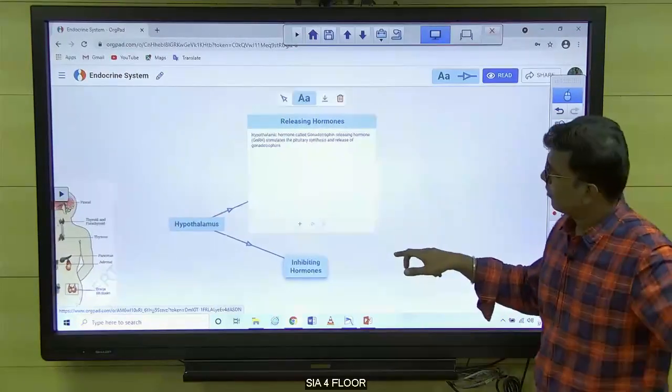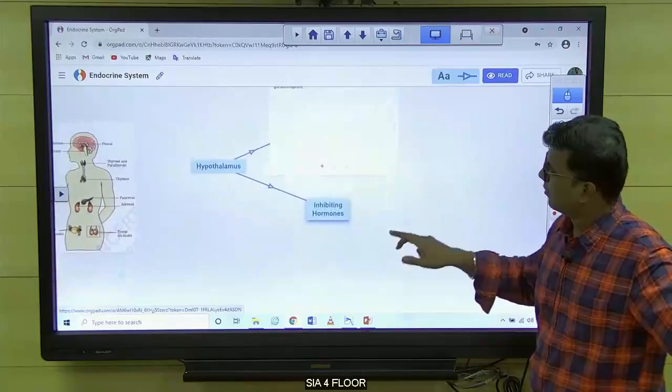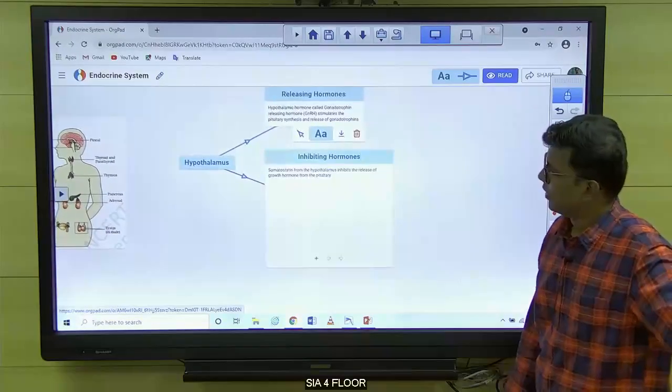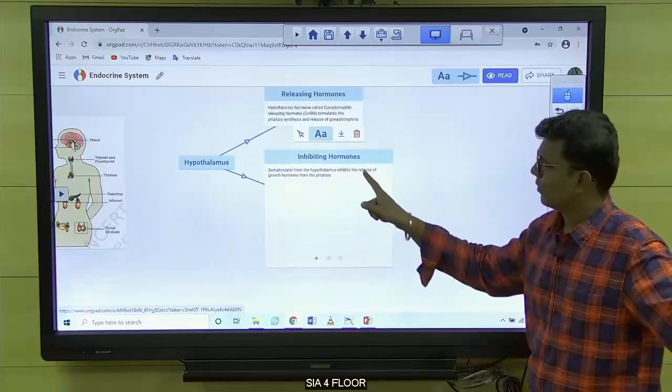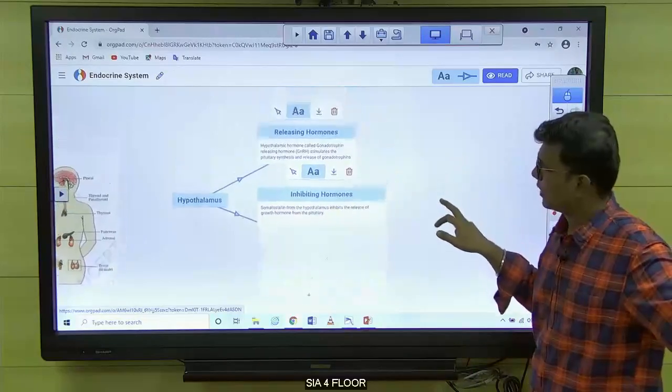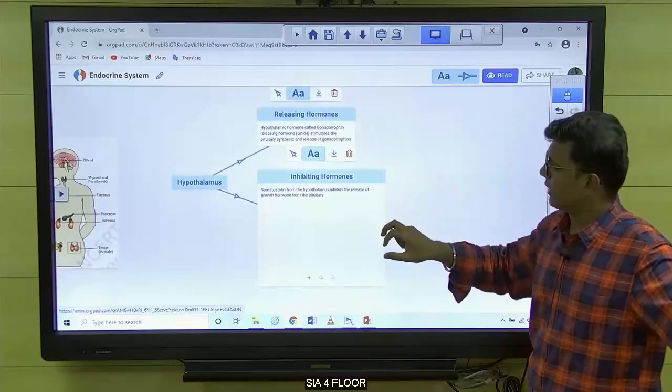For example, releasing hormone, hypothalamic hormone is an example of releasing hormone. When I click on inhibiting hormones, somatostatin, it's an example of inhibiting hormone. So for most of the hormones, I put notes inside. When you click it again, it will shrink.